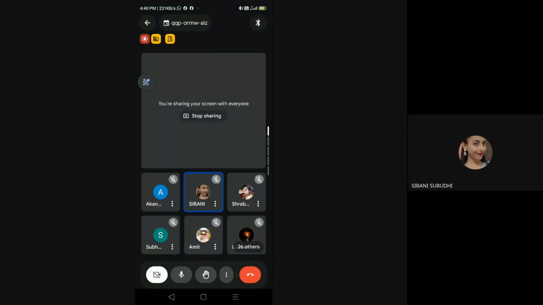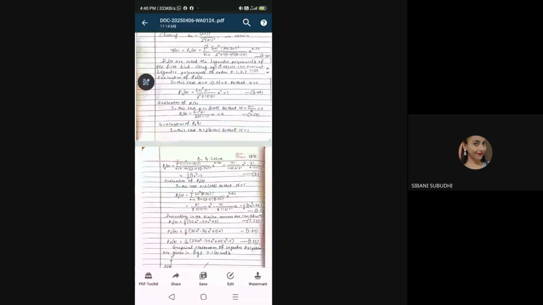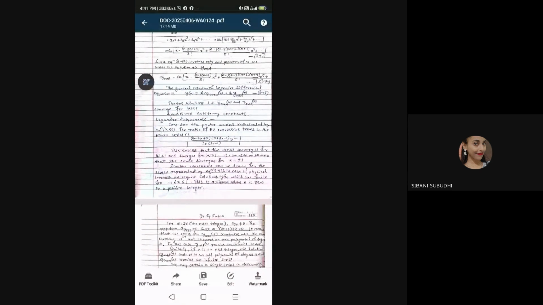So next there are some other things which you need to know so far as differential equation is concerned. Now after getting the solution, let us take the Legendre differential equation. You have the solution which I have discussed now. Then the Legendre polynomial. Consider the power series that represents the solution of the Legendre differential equation.